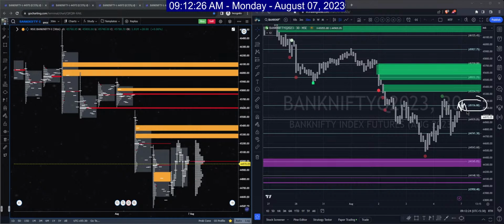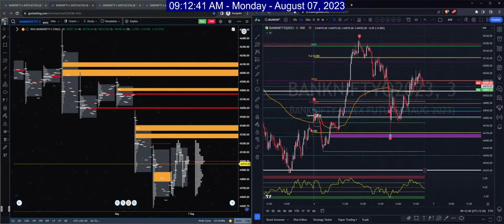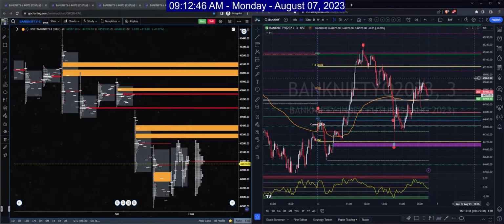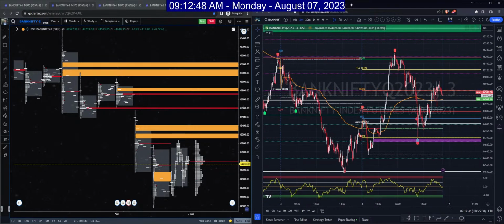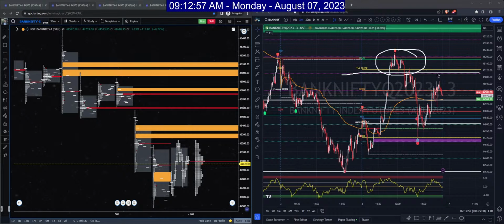Do we see supply coming in? Because currently we are opening from the previous day's close with a gap up, or the pre-open inventory is long. Overall inventory, what is the overall inventory? Overall inventory is also long. So the areas I am going to look at: 45,100 is here, so this is where some supply is present.